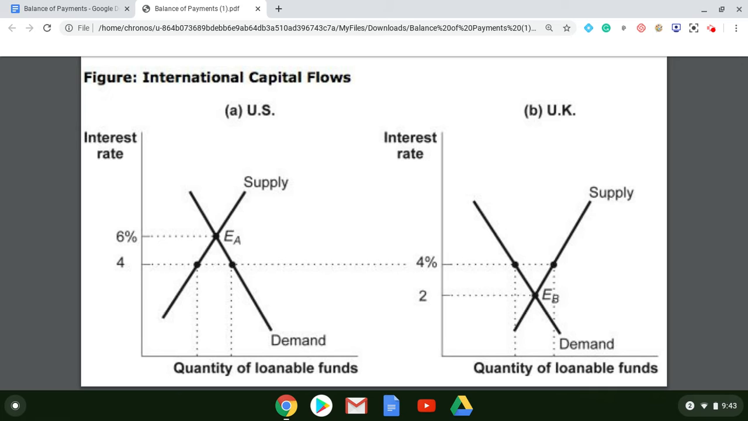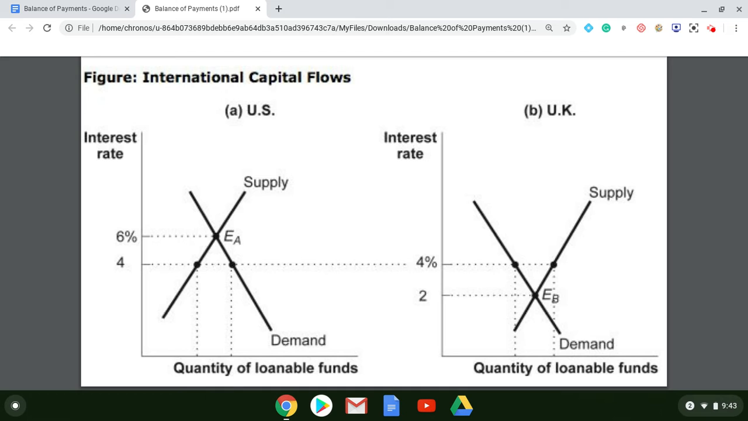This is versus, on the right side, the United Kingdom's loanable funds market. The interest rate there, the return, is only 2%. So investors or savers in the United Kingdom are going to want to put their money into the United States because they're going to get a higher rate of return. Eventually, it's going to balance itself out.